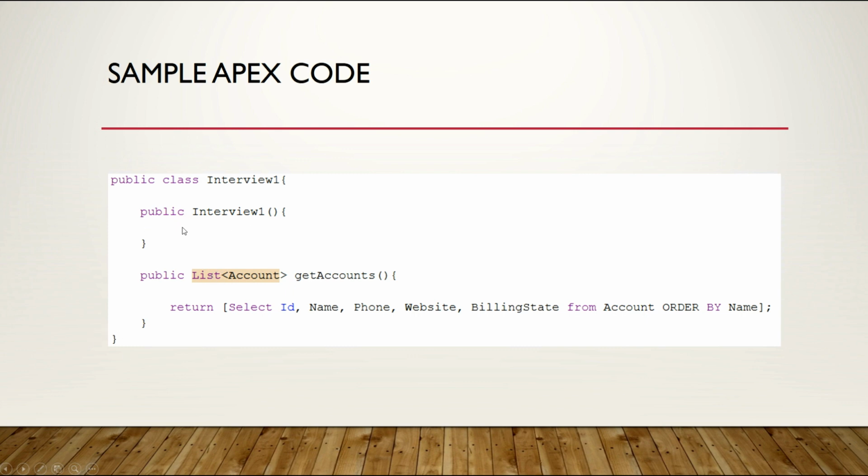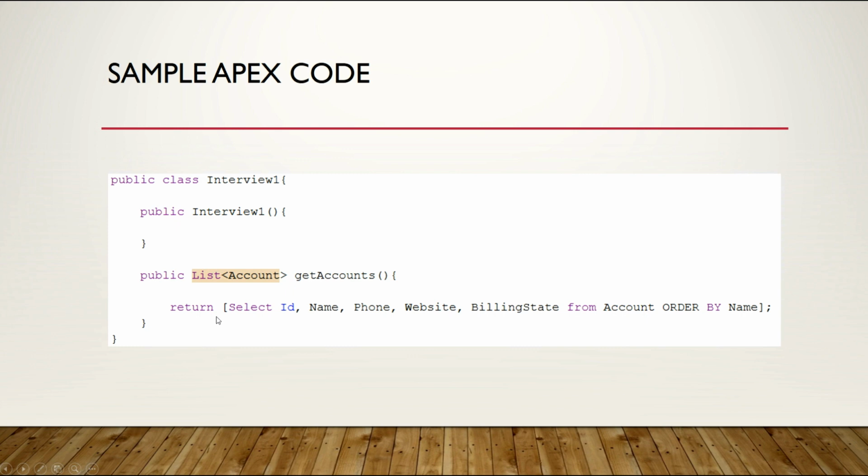We also have our constructor here. And then after that, we have this method that is called getAccounts. Now, getAccounts is a method that returns a list, and each element in that list is going to be an account object, just like you see here. As you can see, we have ourselves a return, and basically this is all that's being returned.